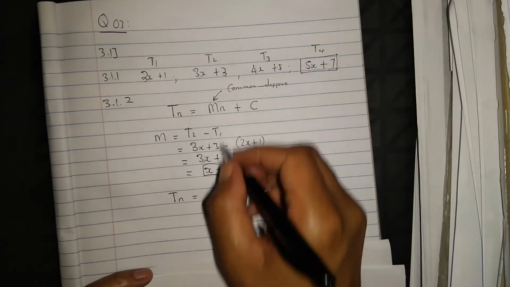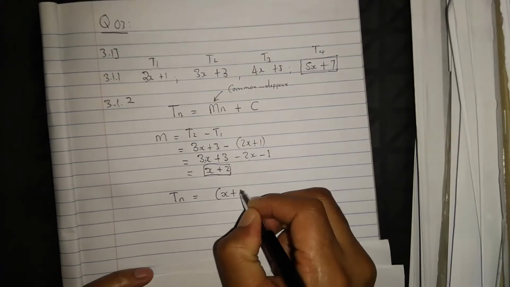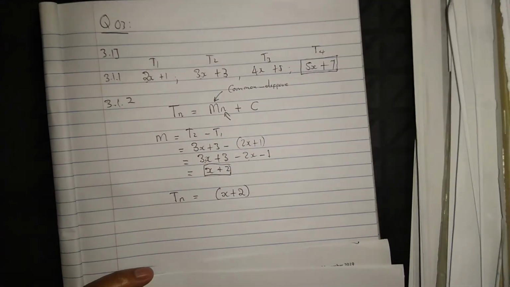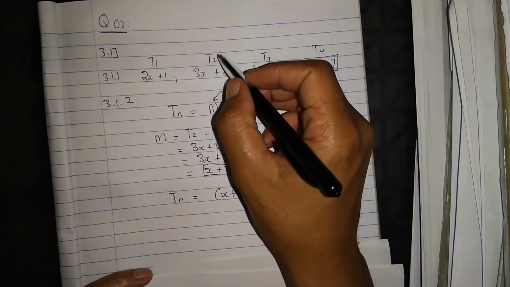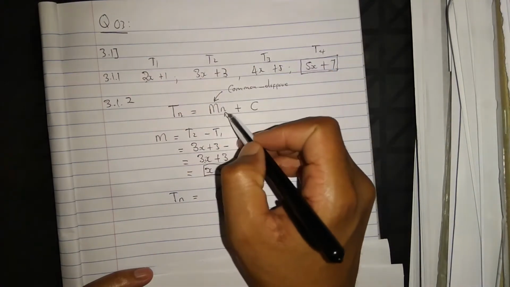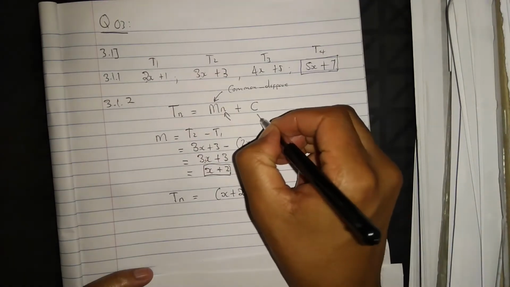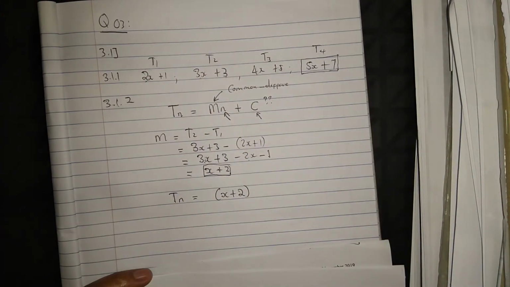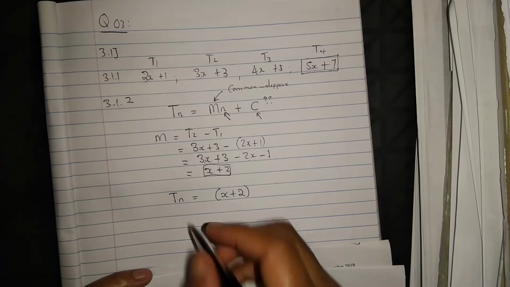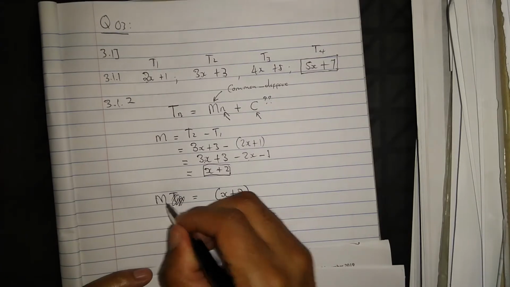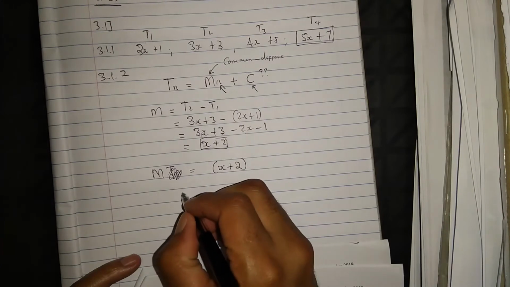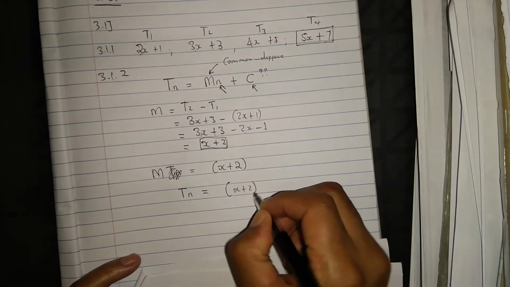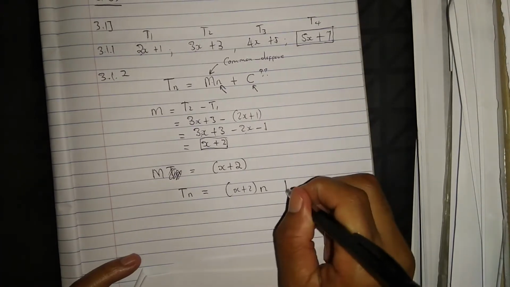Tn is equal to, my m is x plus 2. And then n will represent the position of the term. If I'm talking about T2, it means n is 2. And then c is actually a constant in this formula. It's a value we must calculate when finding your nth term. This is m, not Tn. So therefore, my Tn is equal to x plus 2, n plus c.